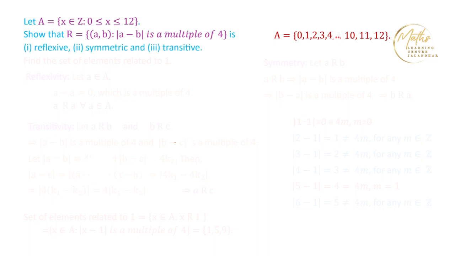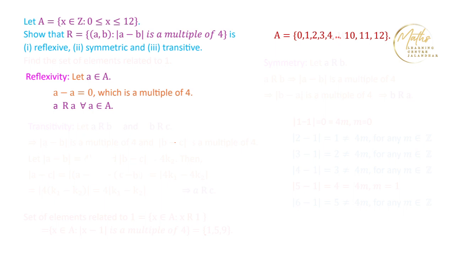So to prove that it is reflexive, we are considering an element or integer a from the set A, and clearly we have a − a = 0. So this implies that the number 0 is a multiple of 4. So this implies that a is related to itself for all a belonging to A.